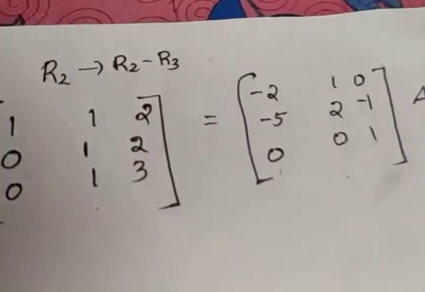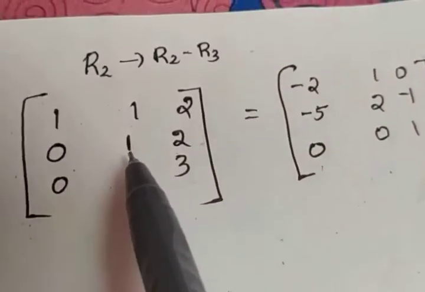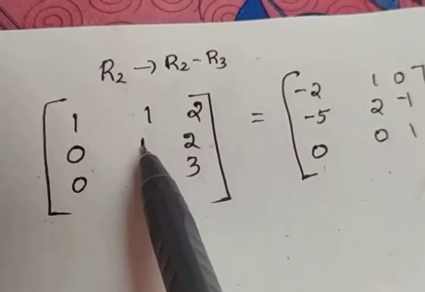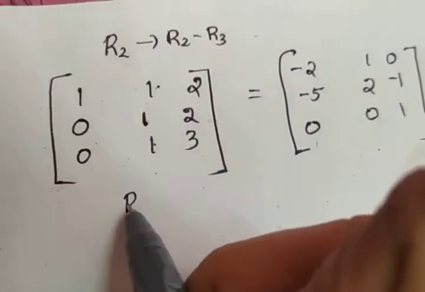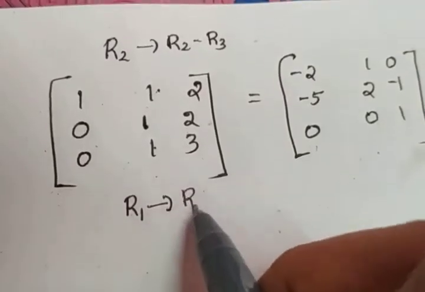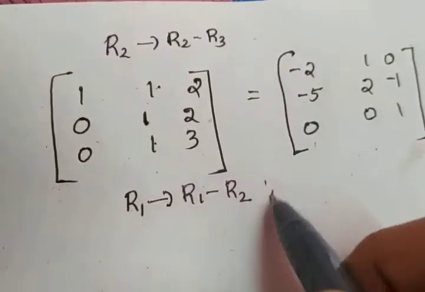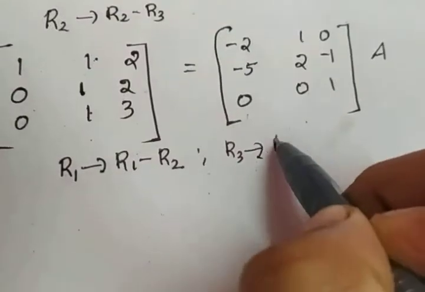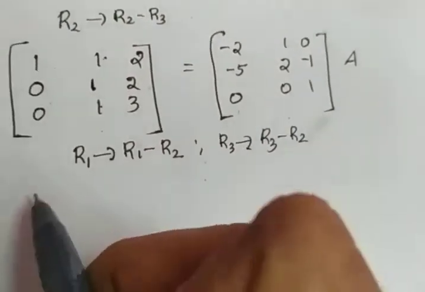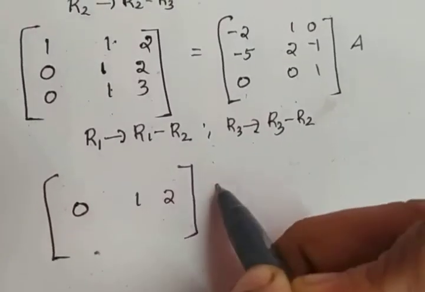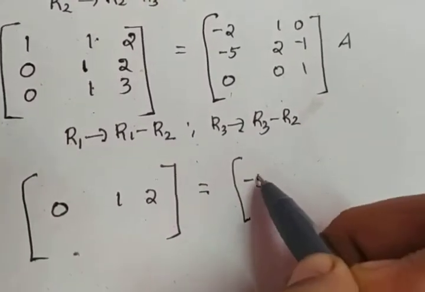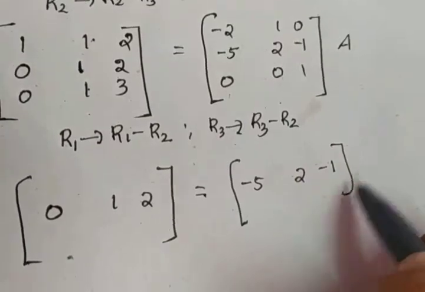So we are getting the matrix like this. So we got the second row, second element as 1. Again what we have to do, we have to make these two 1, 0. So easy. It is very easy. R1 changes to R1 minus R2 and R3 changes to R3 minus R2. So which row remains the same? Second row: 0, 1, 2. Here also second row remains the same: minus 5, 2, minus 1 into A.